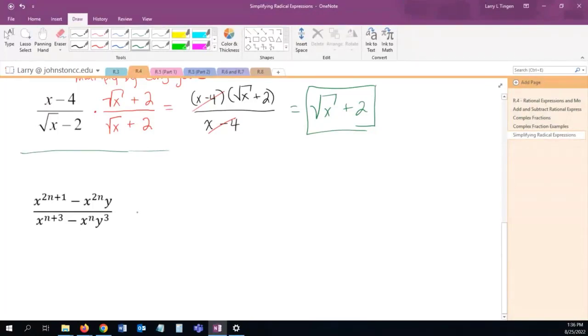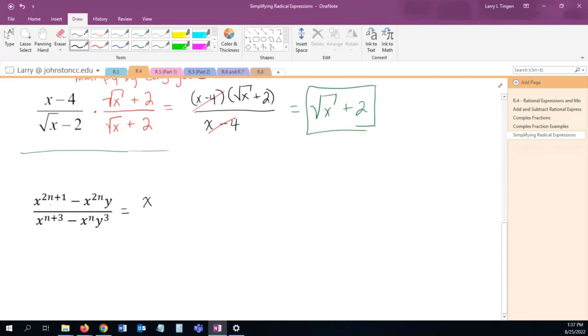Do I have any common factors? Yes, I do. What are they? Well, in the numerator, we both agree, forget about the variables for a second, everyone agrees that the numerator has x in both of its terms, right? x to the 2n plus 1 is one term. x to the 2n times y is the other term. Remember, terms are separated by pluses and minuses. How many x's are up here? How many times am I multiplying by x? Well, this is 2n plus 1 times, and this is 2n times.